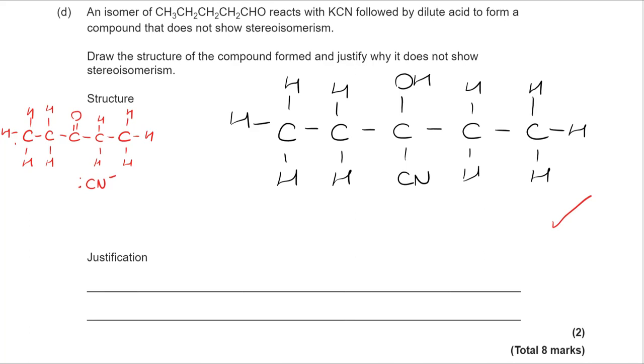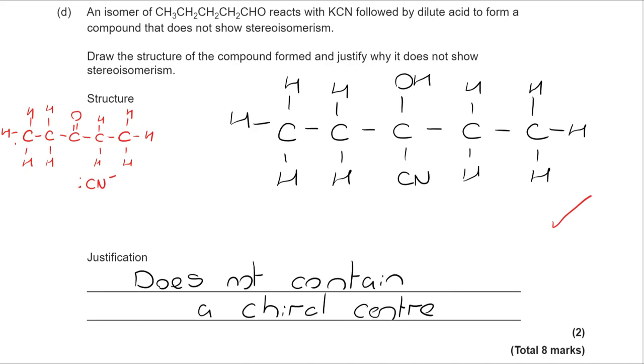Our nitrile group is attached to the third carbon. We've got an OH on the other side of it. But crucially, the reason that this does not show stereoisomerism is that there is not a single chiral centre. If we go from left to right, the first carbon has 3 H's, so it doesn't have 4 different groups. Second carbon has 2 H's. And the fourth has 2 H's, and the fifth has 3 H's. So they are definitely not chiral. They are not asymmetric carbon atoms. Carbon in the middle has got a CN, it's got an OH, but it has 2 ethyl groups. If all 4 of the groups are not different, then there's no optical isomerism.